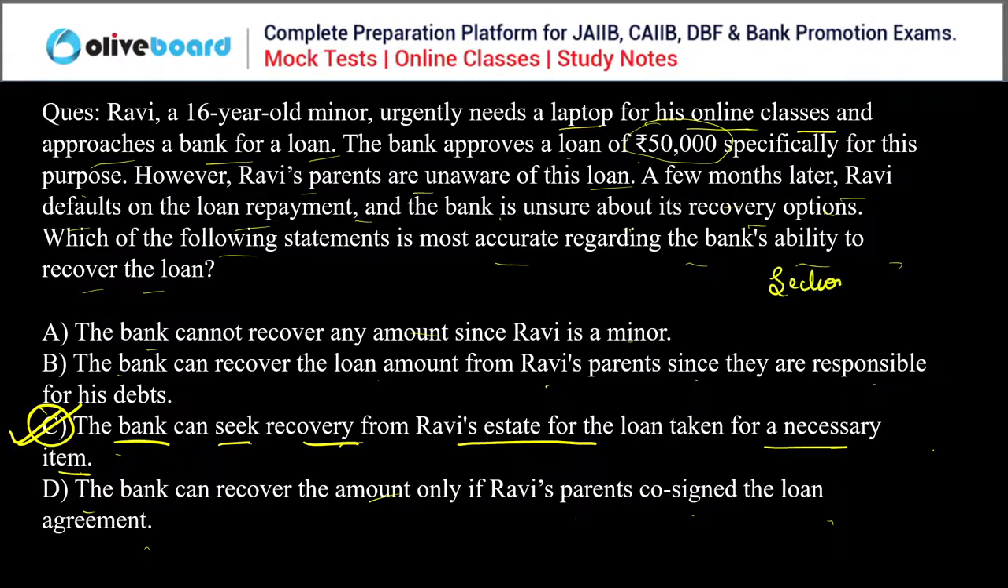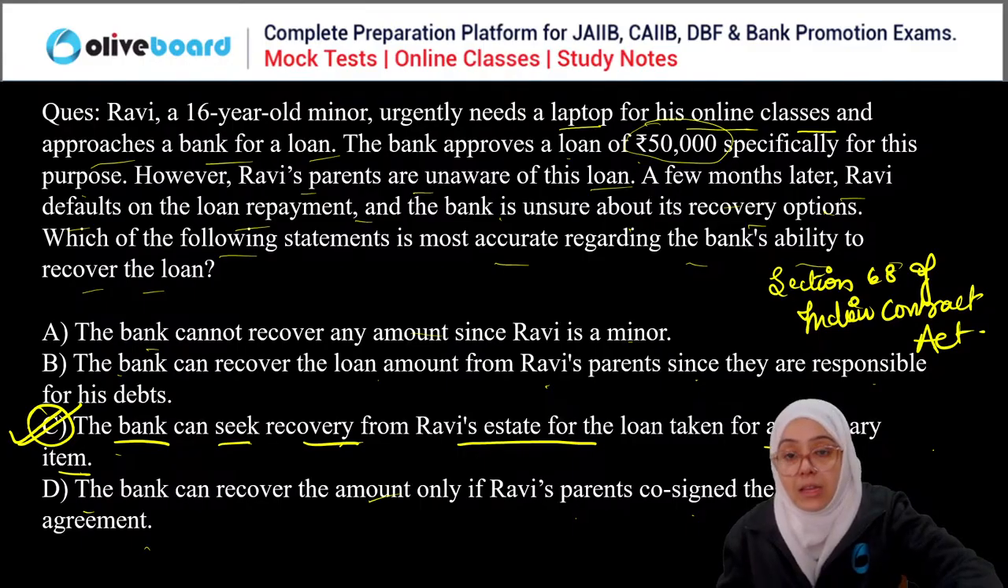Section 68 of the Indian Contract Act is very important, okay? I have told you, a minor's estate is liable for the recovery of the loan if it is taken for the necessities of that minor. Clear? Yes or no, everyone?